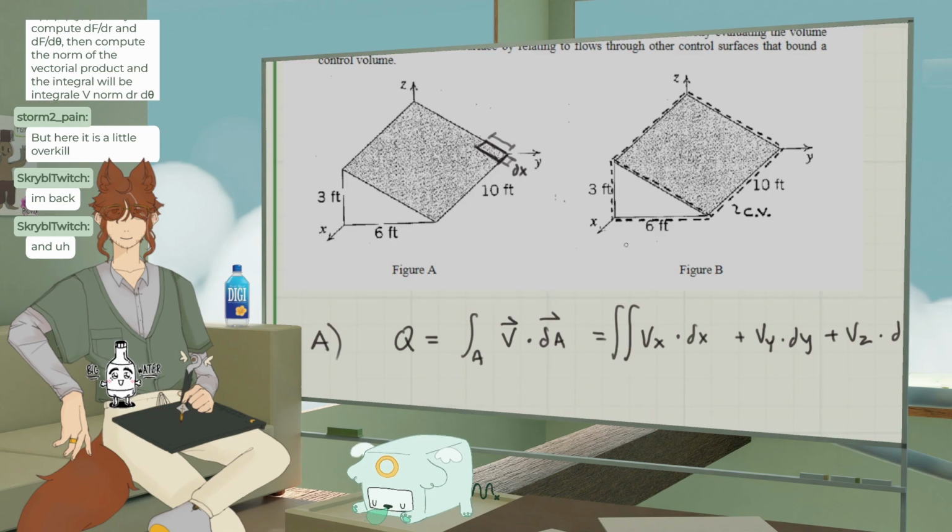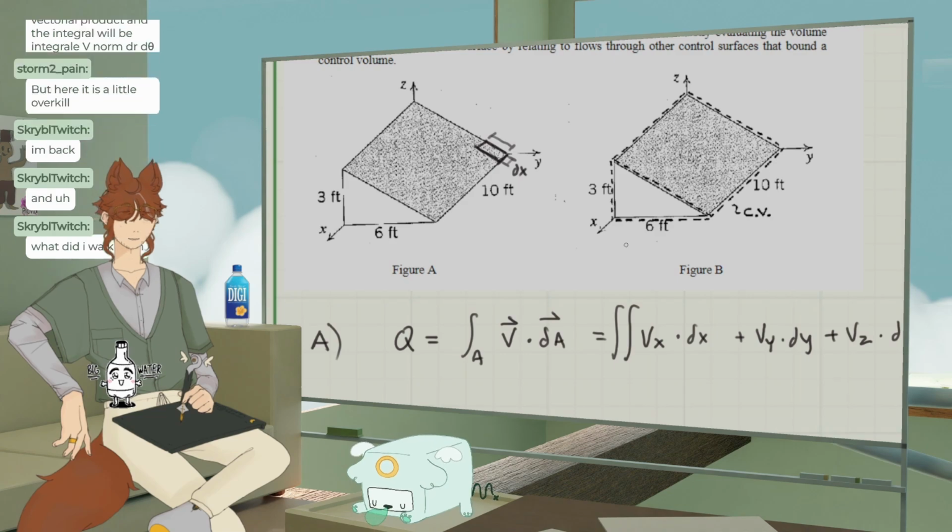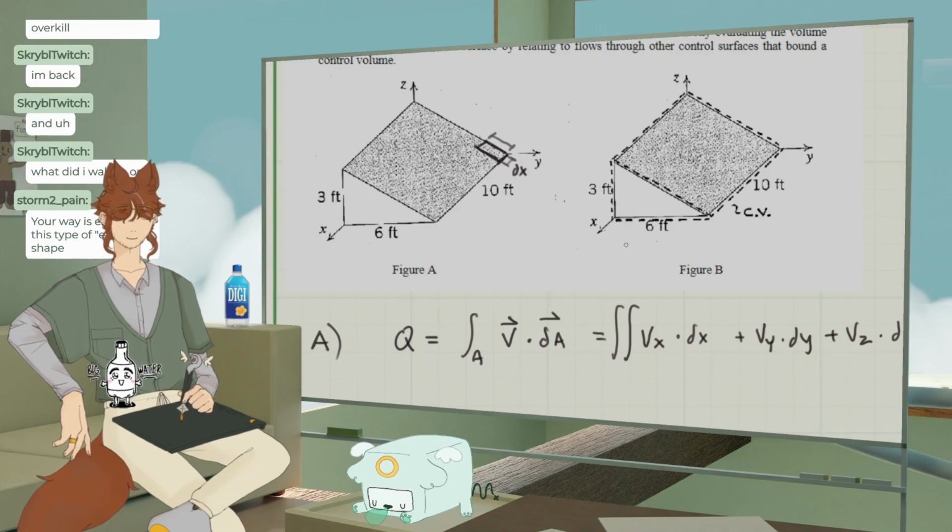I'm back, what's going on? It's okay. We're struggling. I'm struggling. Storm, I think you're completely right. Your way is easier for this type of easy shape. Yeah, the point is that it's an easy shape.